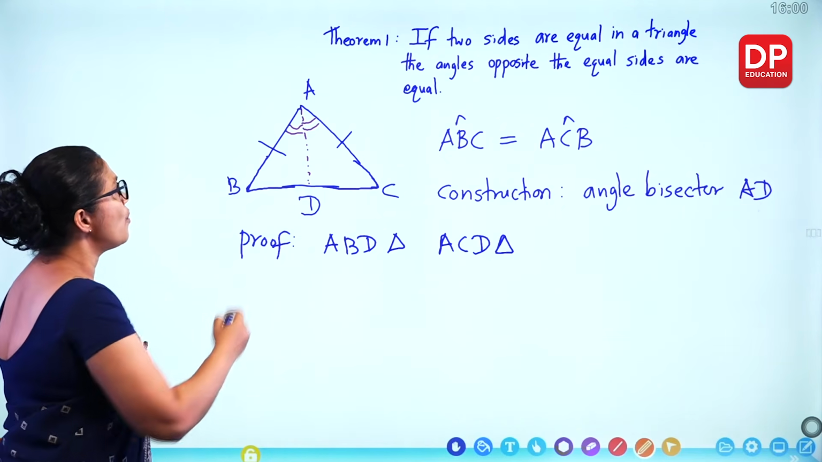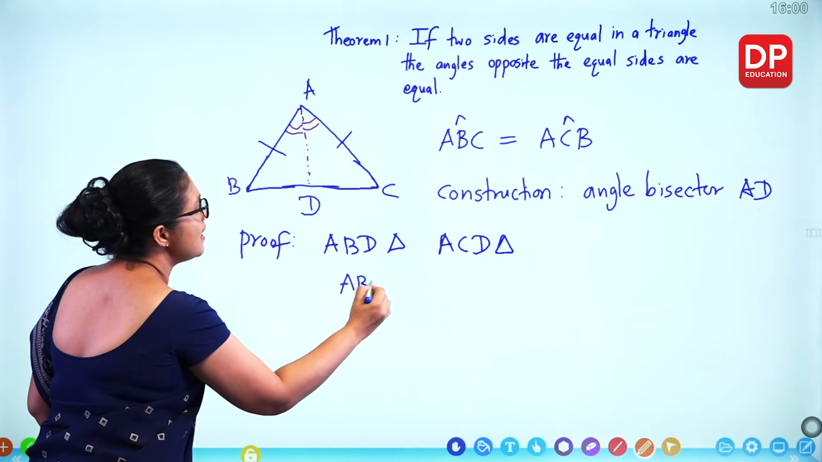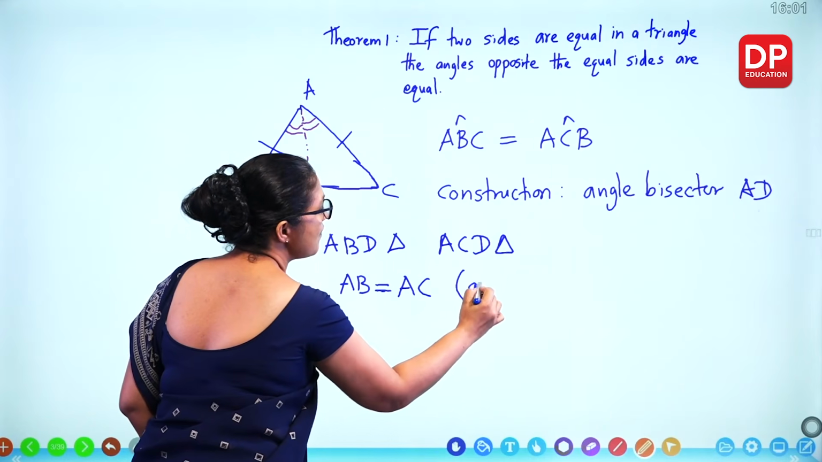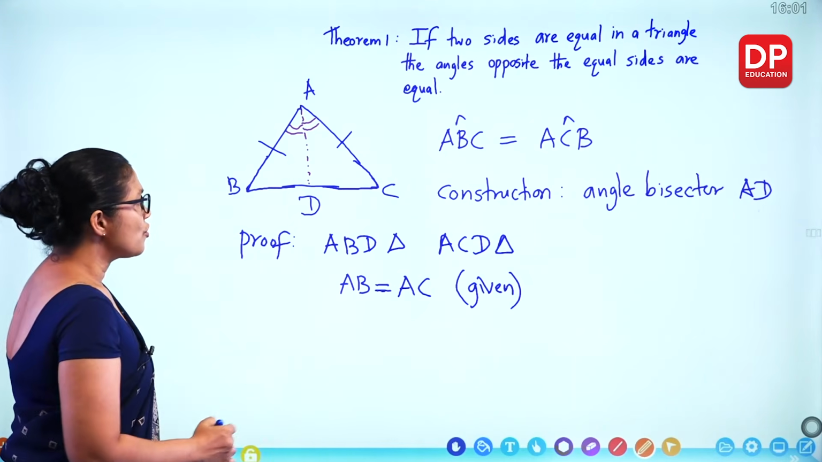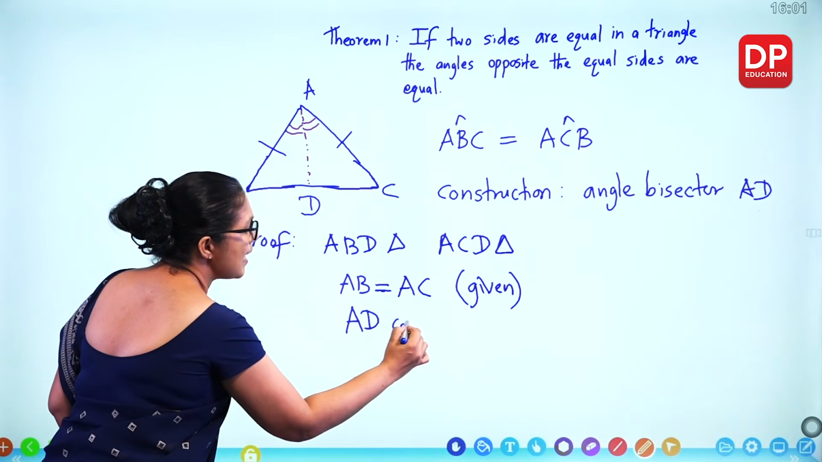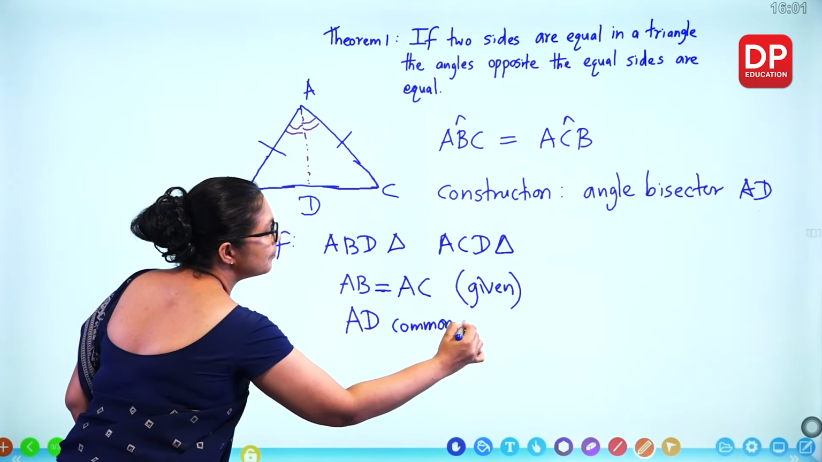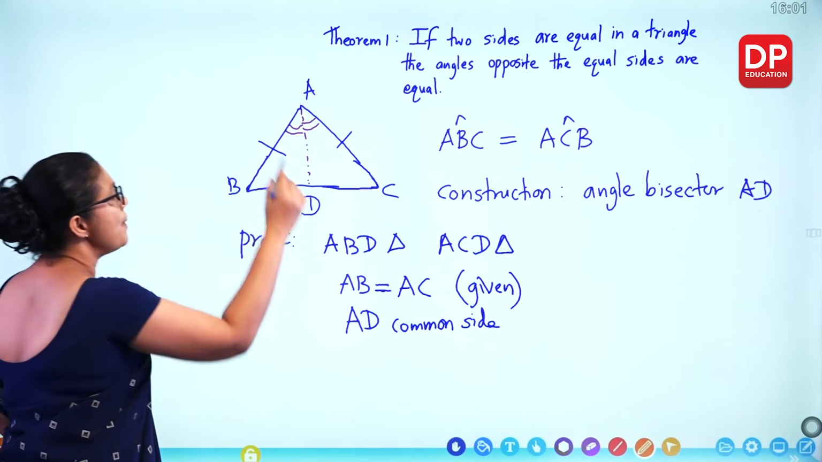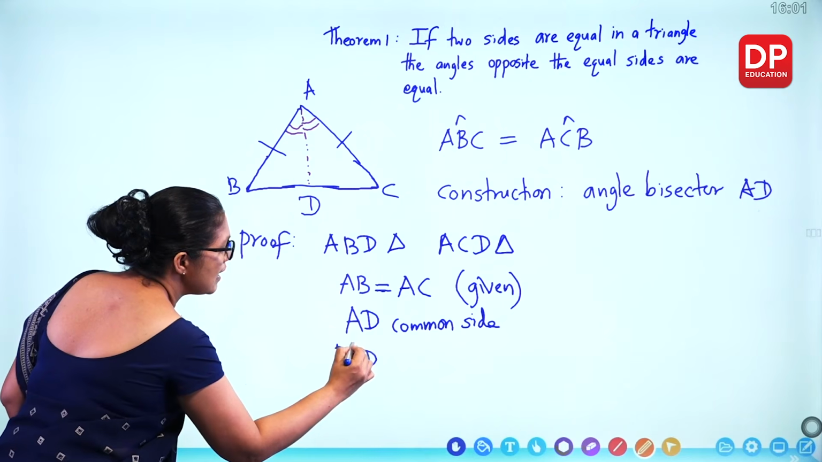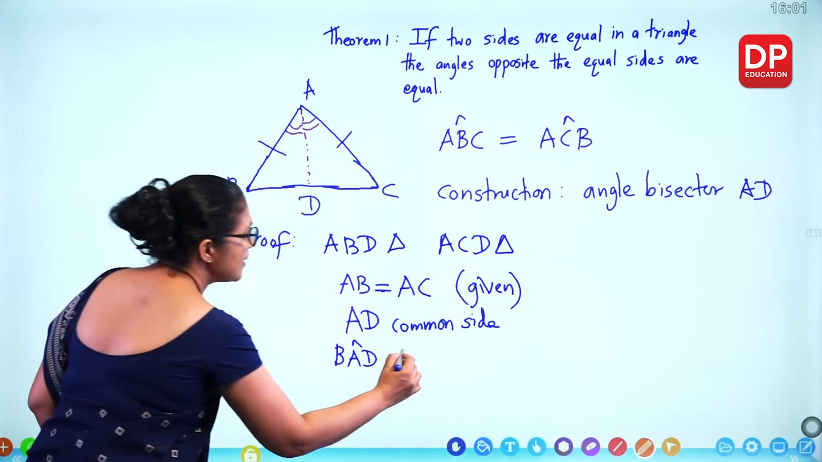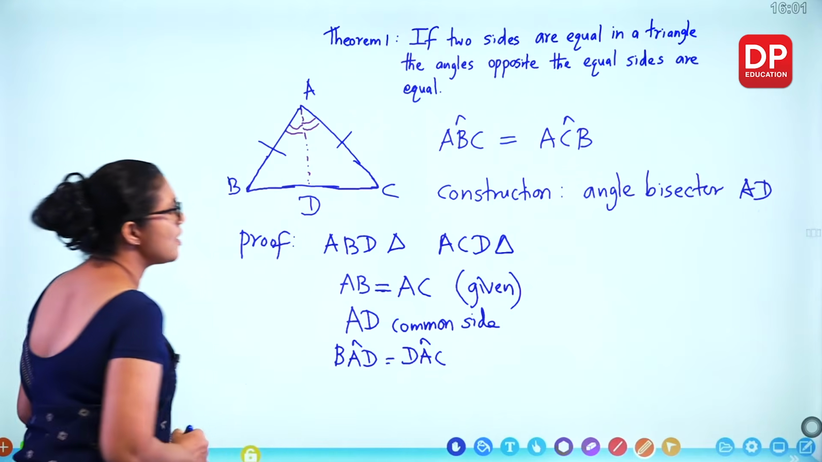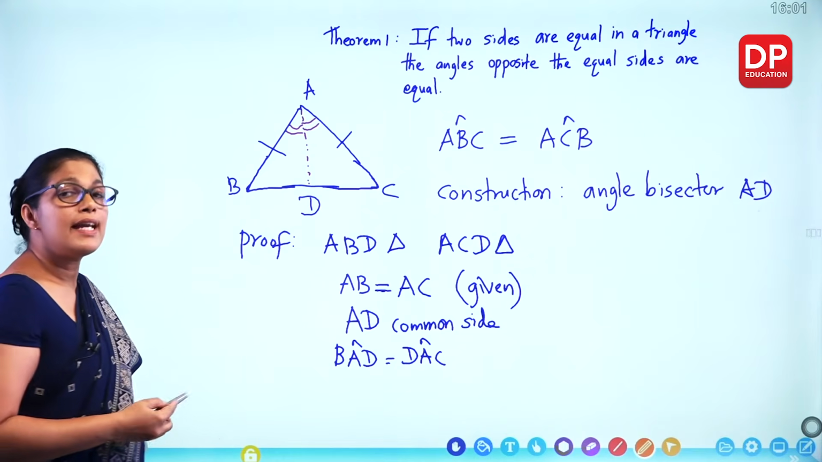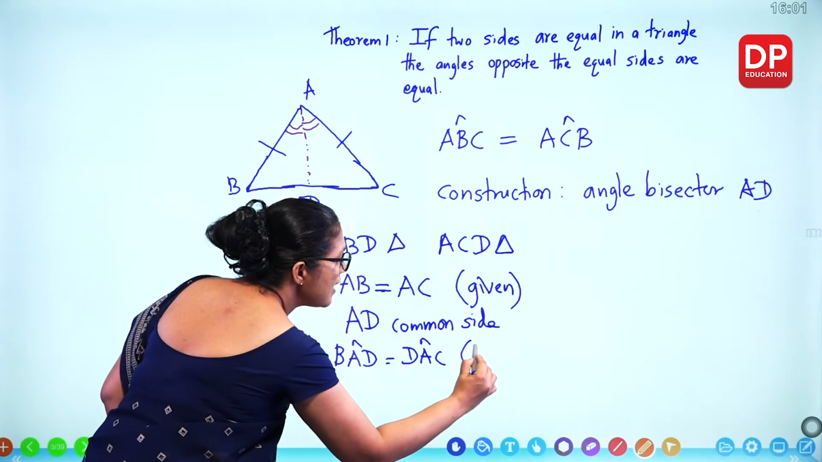In these triangles we know side AB is equal to AC. That's given as data. And also we know AD is a common side. And also this is an angle bisector, so angle BAD is equal to angle DAC. What can you say about these two triangles? You have this length, and this is the included angle. So this is the included angle given.